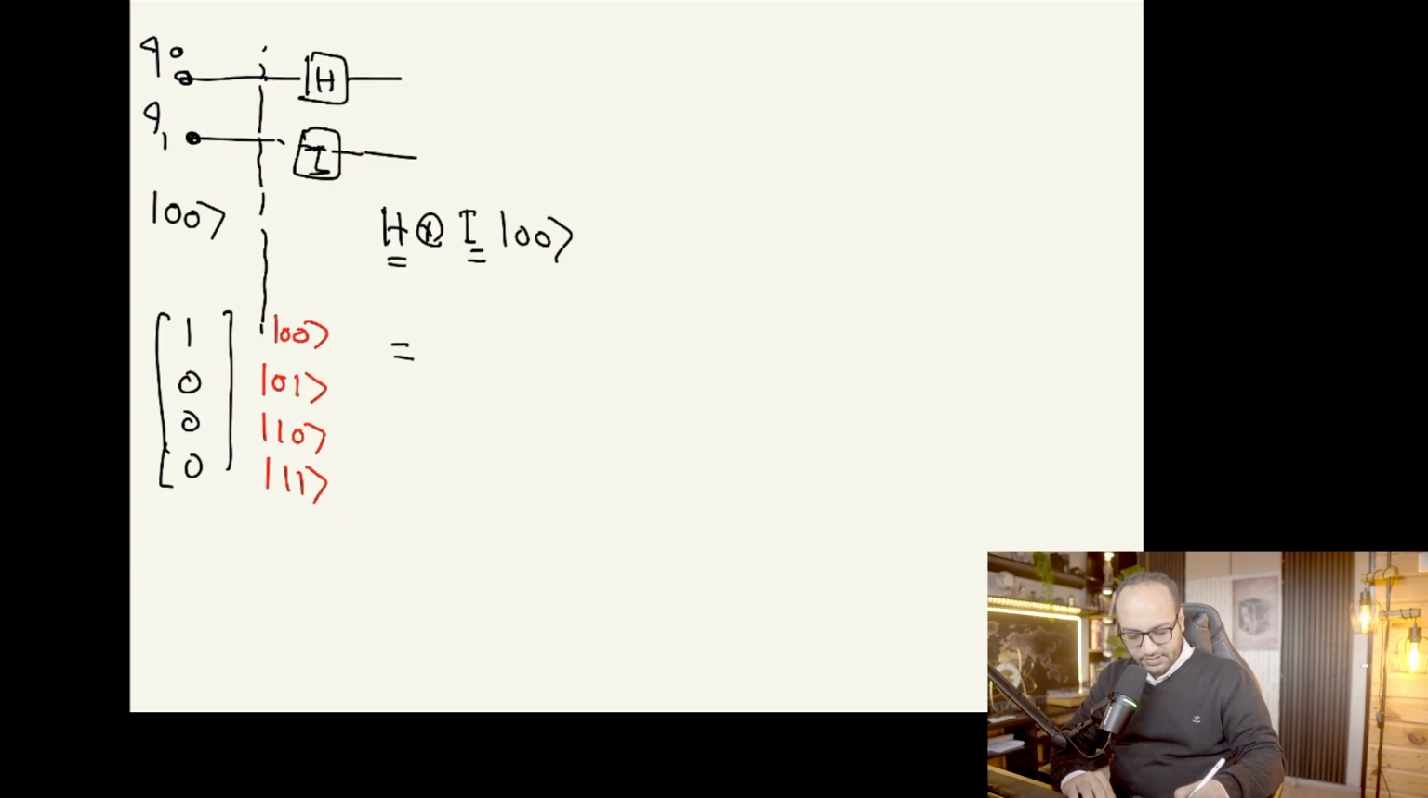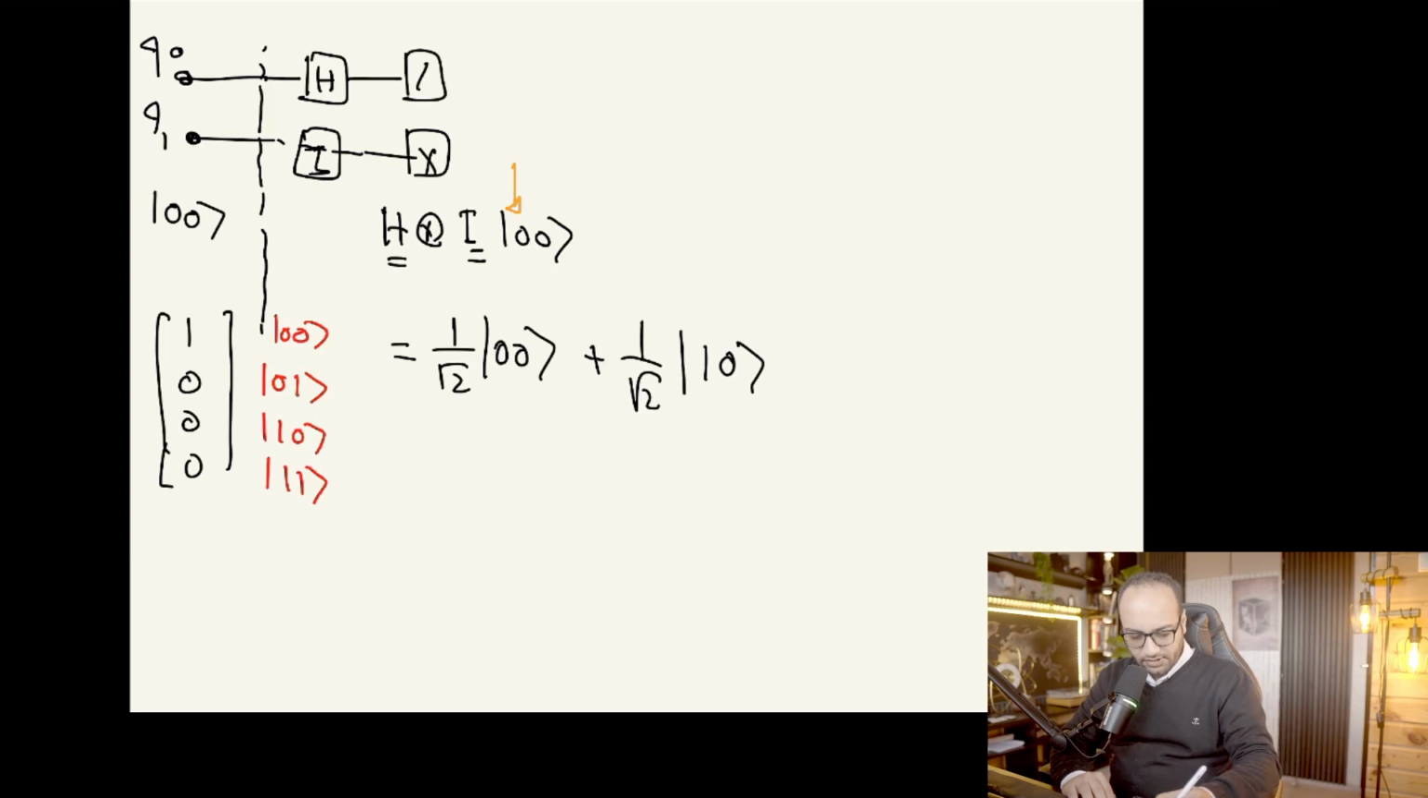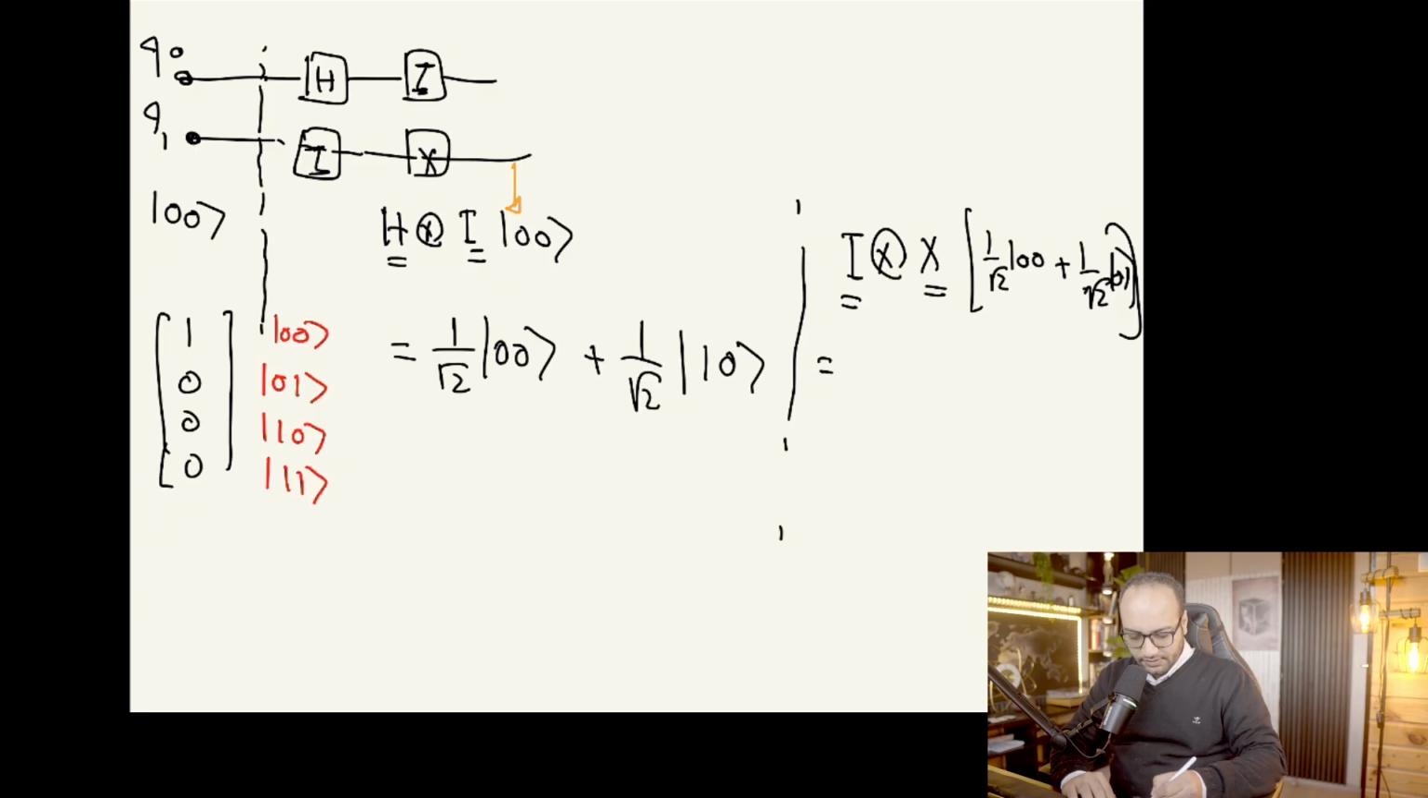This would give us a superposition for the first qubit. So as a result, we're going to have 1 over root 2 ket 0,0 plus 1 over root 2 ket 1,0. Now let's act with the X gate. Since we don't do anything to the first qubit, we can put identity, and then identity tensor X acts on the new state. The X acts on the second qubit, so the second qubit will be flipped.